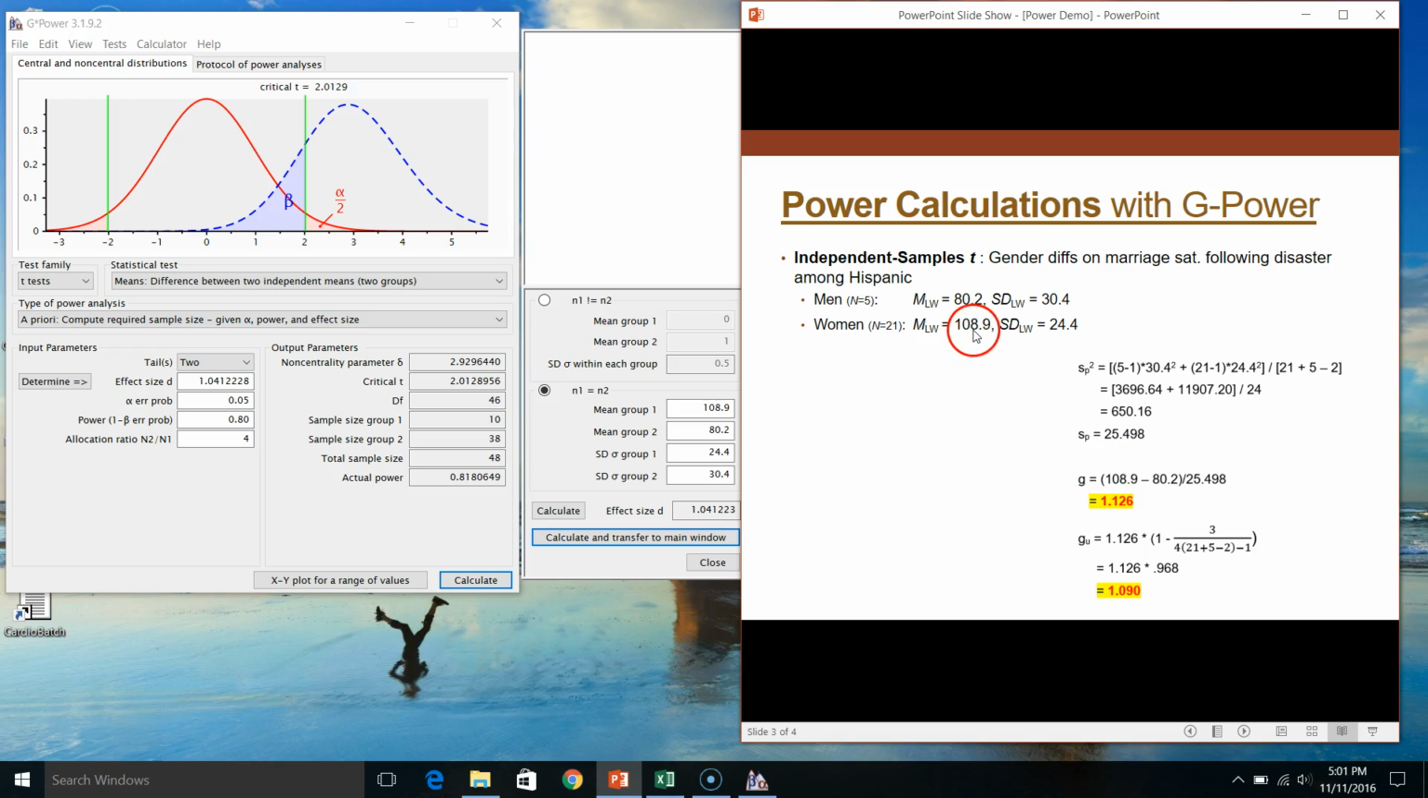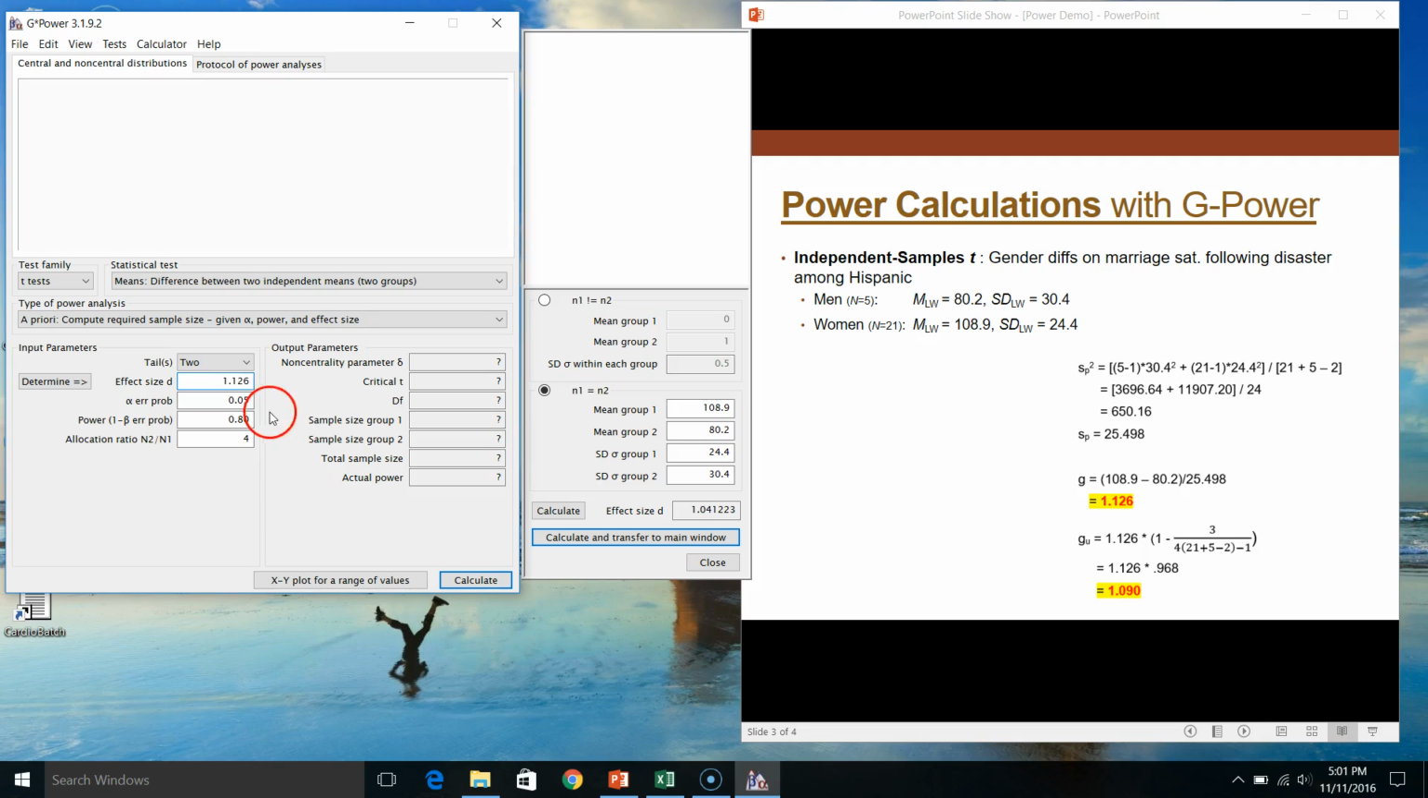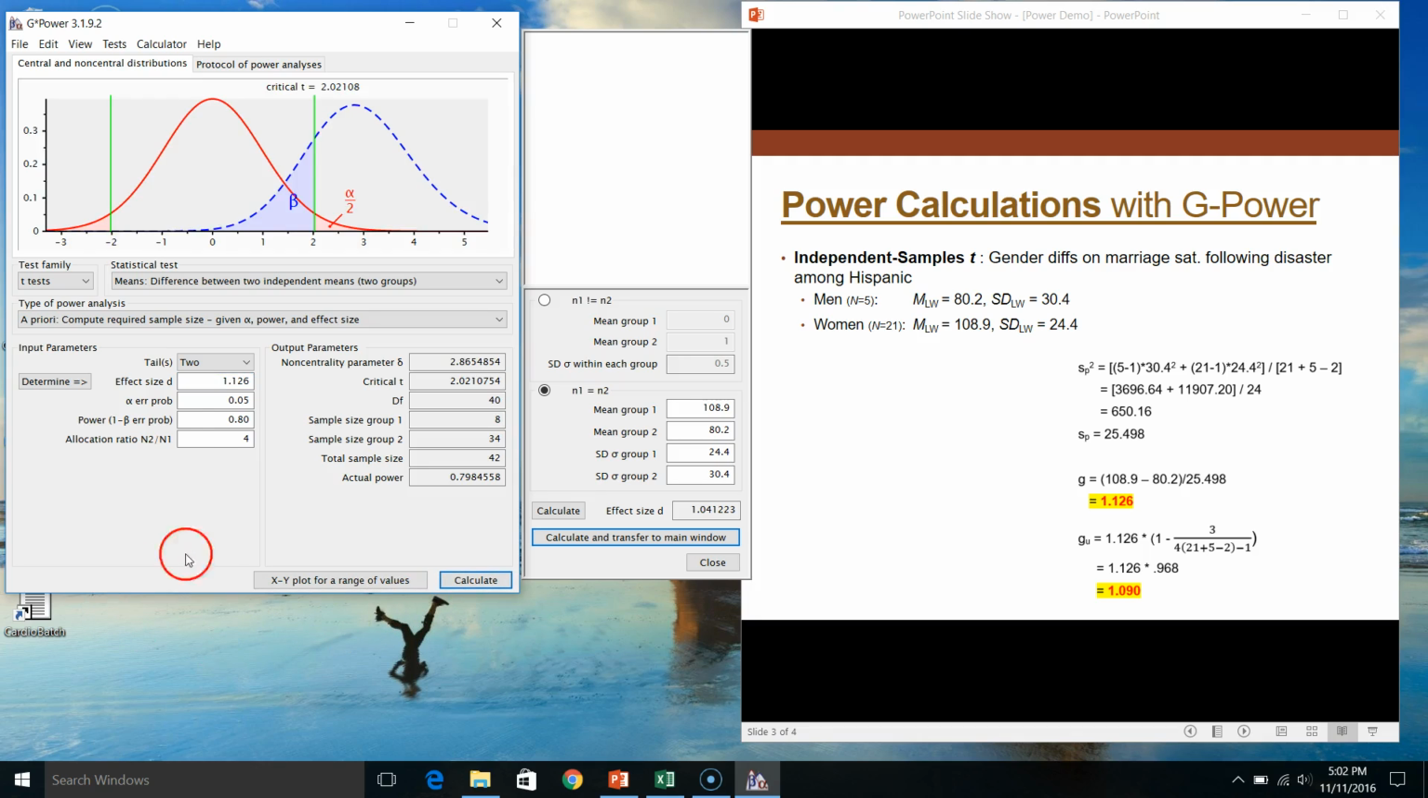If we then take the mean of the women, subtract the mean of the men, and divide by our pooled standard deviation, we actually get a different effect size than what was calculated in GPower. We get an effect size that's a little bit bigger, right? If we now type this in, 1.126 is our estimate of effect, with alpha 0.05, power equal 0.80, and we're still taking into account that for this study, we're expecting about 4 times as many women as men, and we calculate. We get a slightly different estimate for our power here. We got a bigger effect size, so we need a slightly smaller sample than what we had estimated previously.